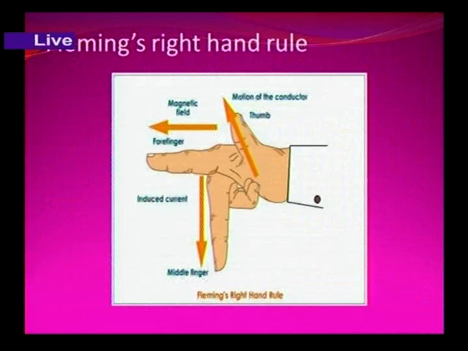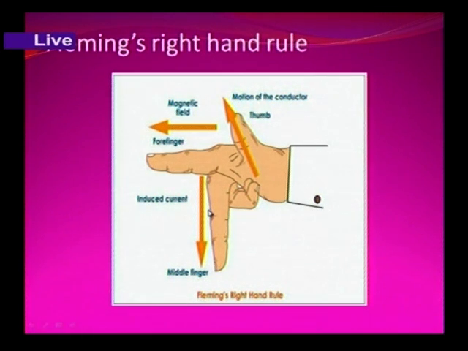So friends, let me show on the PowerPoint presentation. This is Fleming's right hand rule. This rule will help us to know the direction of the induced current in a straight conductor. Here the thumb indicates the motion of the conductor, the forefinger indicates the direction of the magnetic field, and the middle finger indicates the direction of the induced current.